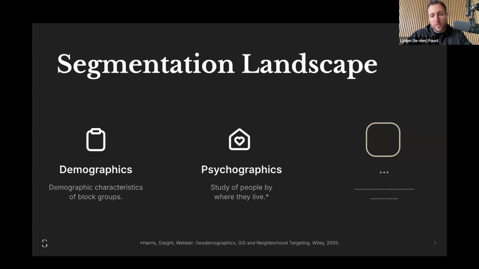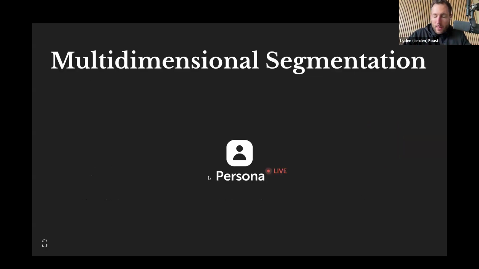Here's where we really felt like there was an opportunity: a segmentation of people, not based on what they might do or how they respond on a survey, but a segmentation of people based on what they actually do. And that's PersonaLive. Okay, what do I mean by a segmentation of people based on what they do?